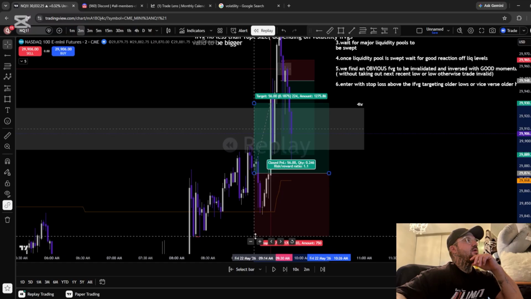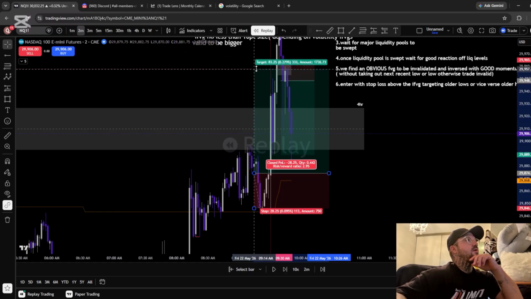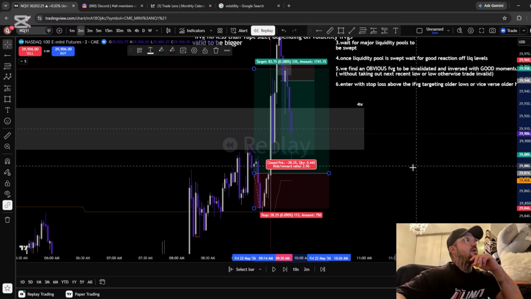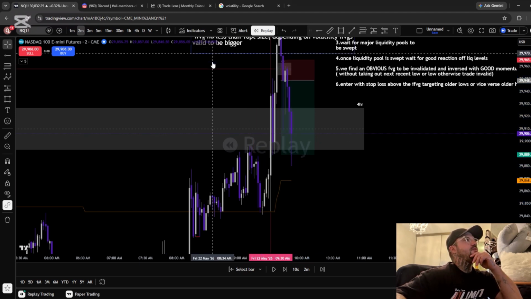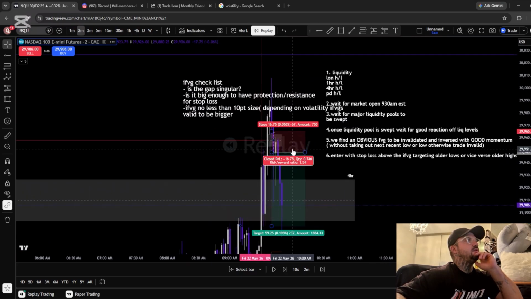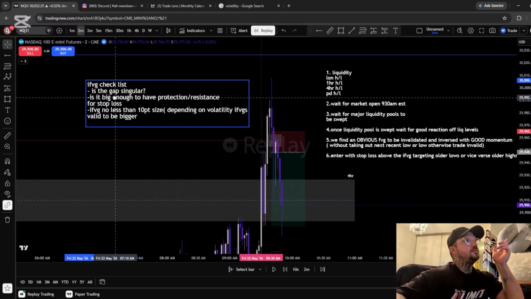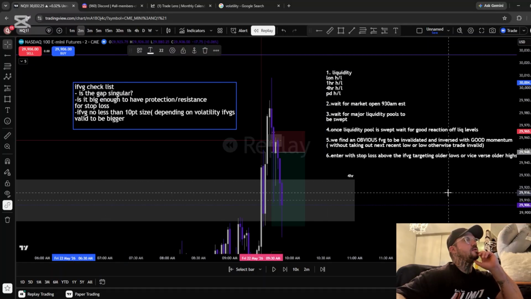So you could have had your stops under the body, target London high, but that's not a trade I would have taken. So if you want to add that as a confluence, you can do that. But this is the easiest way to do it off of liquidity pools, and wait for reactions and reversals out of those liquidity pools.